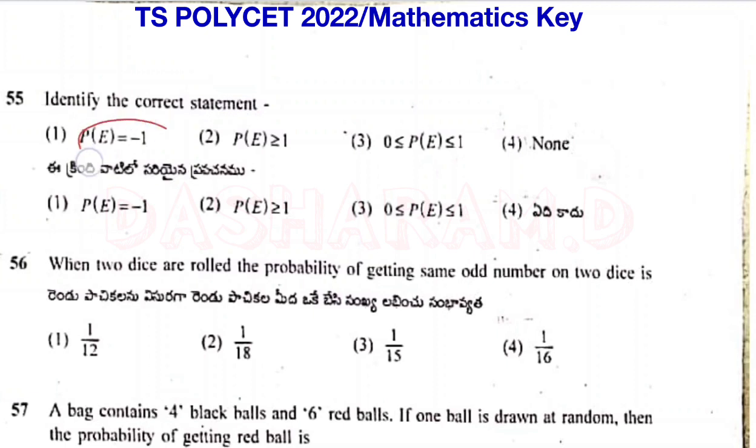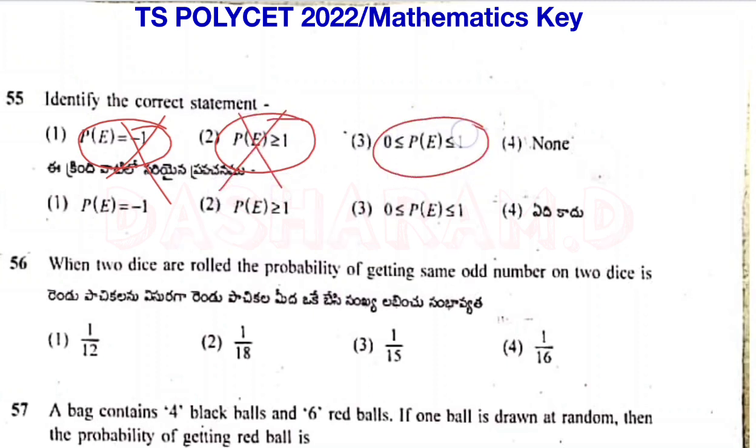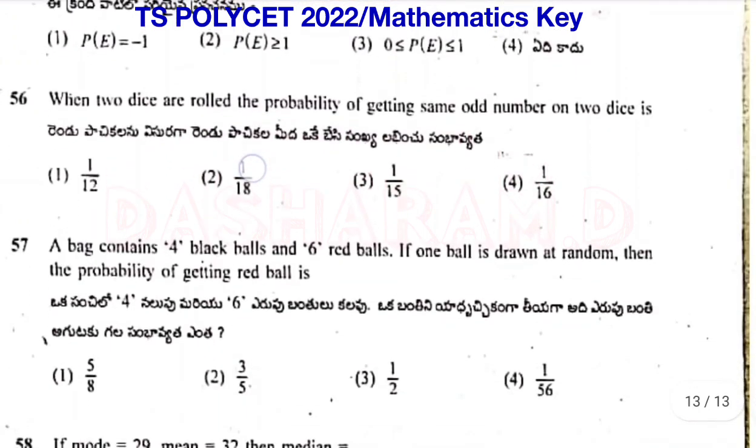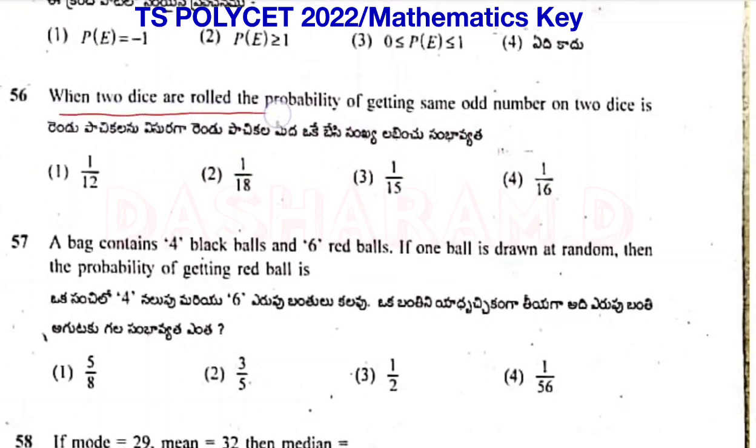Question number 55. Identify the correct statement. P of E equals minus 1, that is wrong. P of E greater than or equal to 1, it is also wrong. 0 less than or equal to P of E less than or equal to 1, this is right. Question number 56. When two dice are rolled, the probability of getting the same odd number on two dice is.